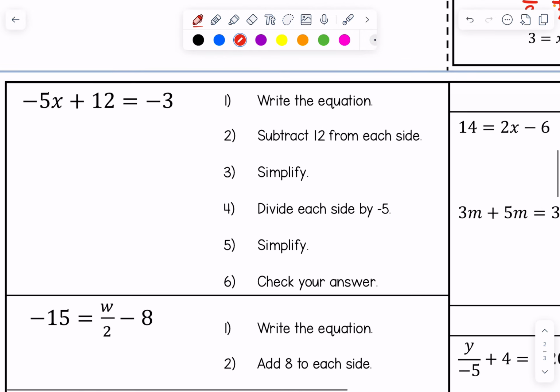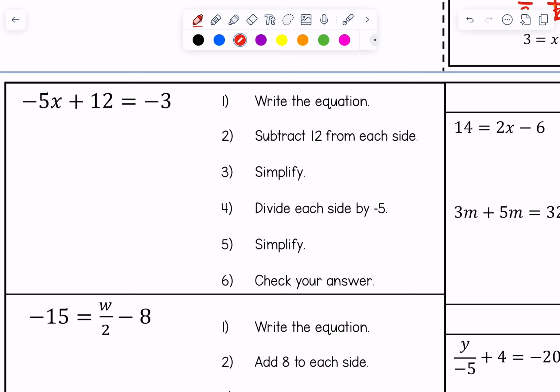So let's look at this example. We have negative 5x plus 12 is equal to negative 3. If you have a hard time figuring out what you need to undo first, one strategy would be to highlight or cover up where the variable is. So right now when I do that, I see that the x is most closely tied with that negative 5. So that means that was the first thing that happened to it, okay? When this equation was built, x was multiplied by negative 5, and then we added 12 to get negative 3. So I need to undo that in the opposite order.